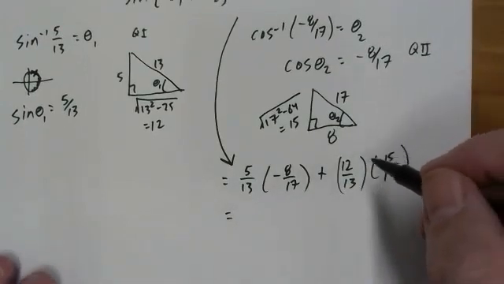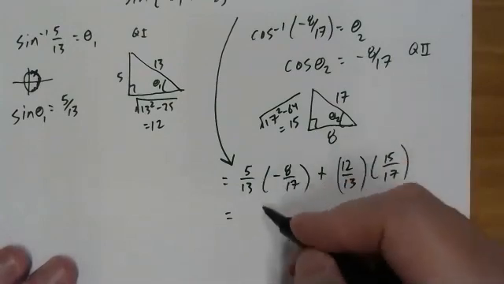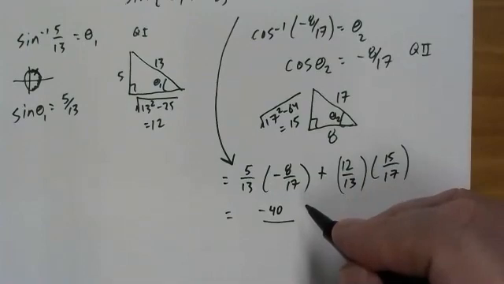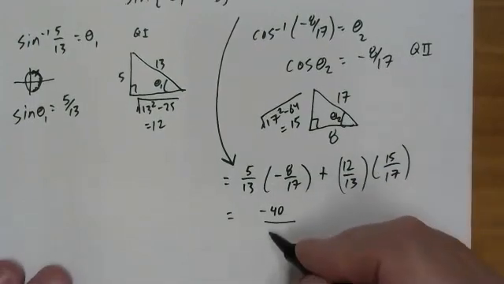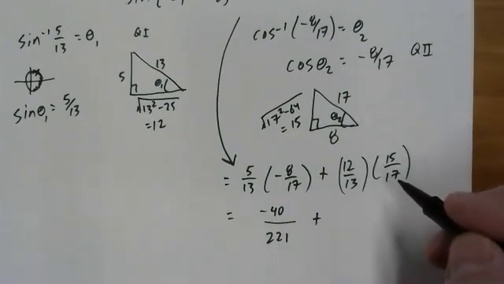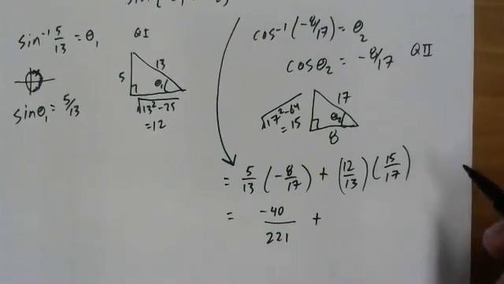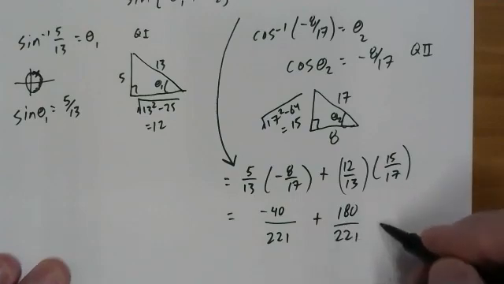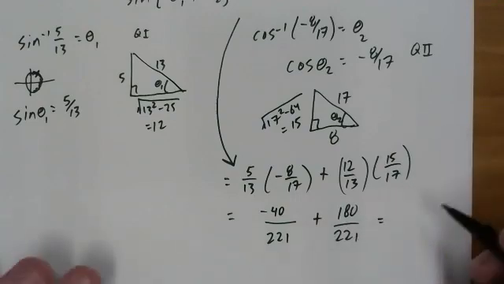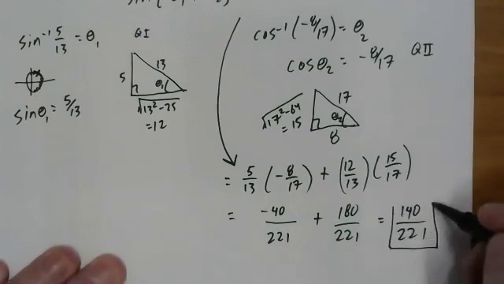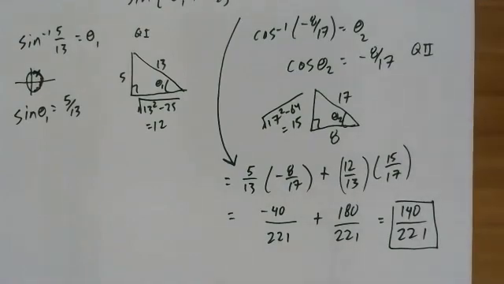So now, once again, minus 40/13 times 17 is 221. 12 times 15 is 180. End up with 140/221.